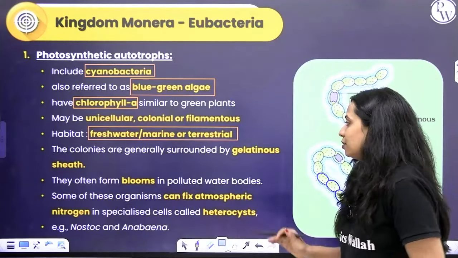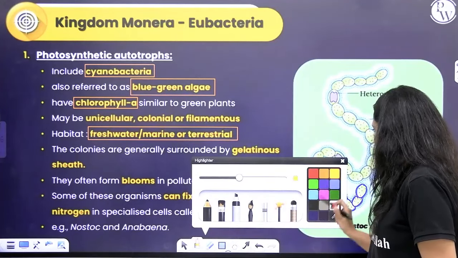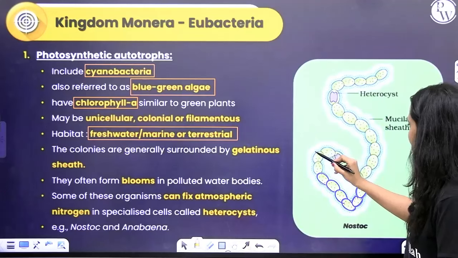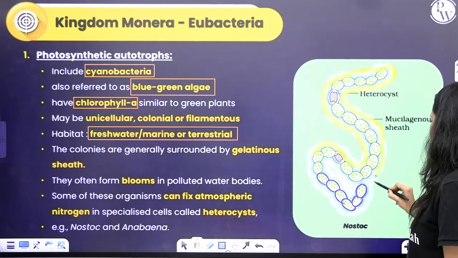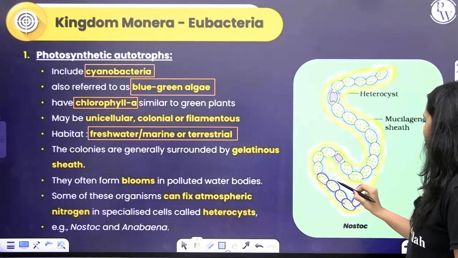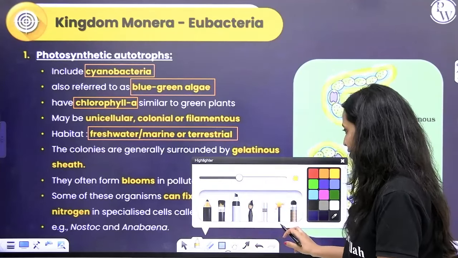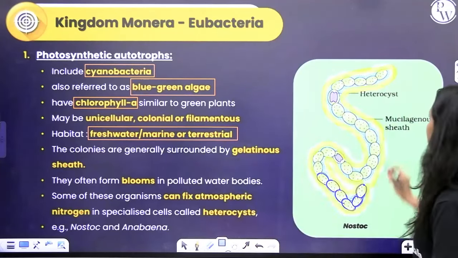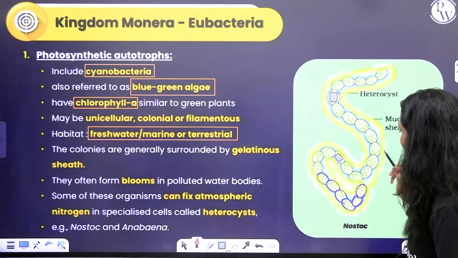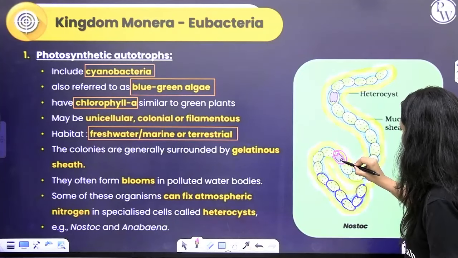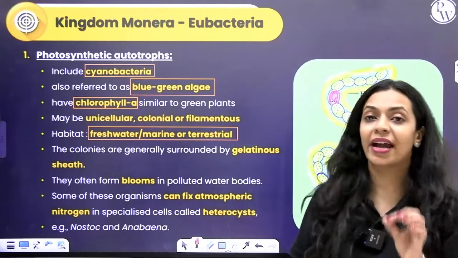Okay. And these are covered by a gelatinous sheath. Surrounding this, there will be a gelatinous or a mucilaginous sheath, as you can see here. Okay, and another thing is, some of the cells in this filament, like the one that I am outlining in pink color right now, like this cell over here, if you notice, these cells look different from the other cells. These cells are called heterocysts.